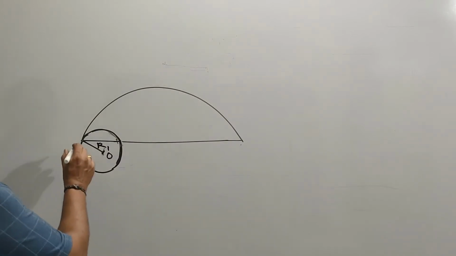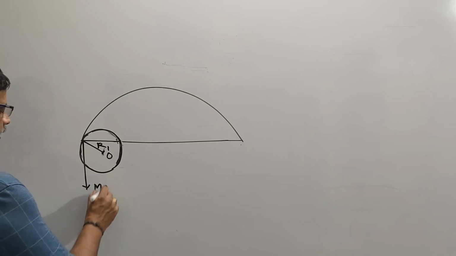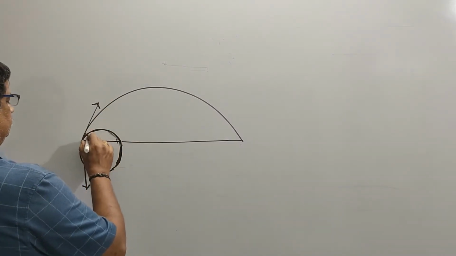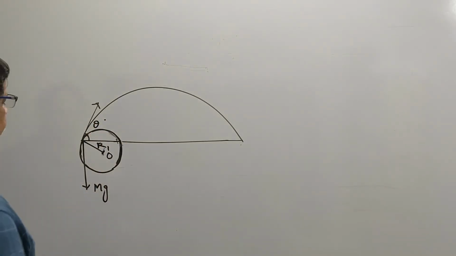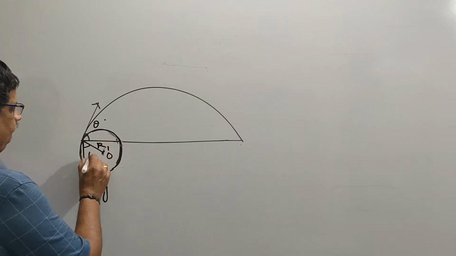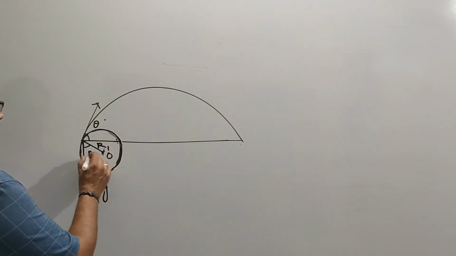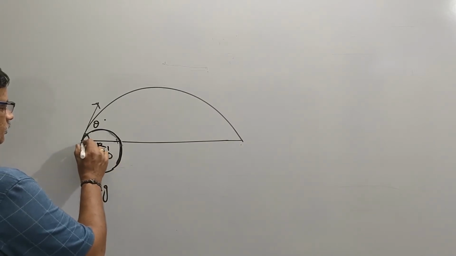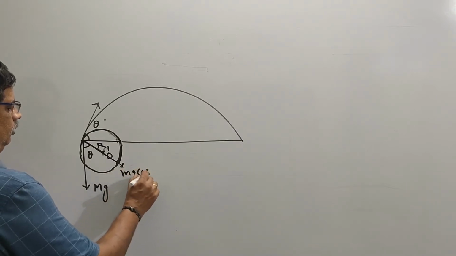See, the weight of the projectile is acting vertically down through the center of gravity. This is mg, and let us assume that the angle of projection is theta. So this angle also has to be theta. So let us extend this line. This has to be mg cos theta.